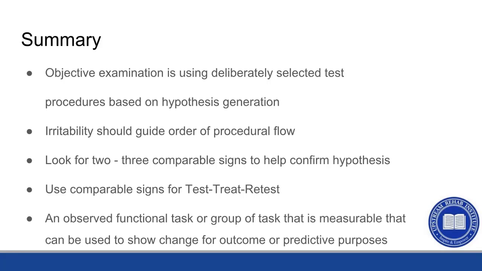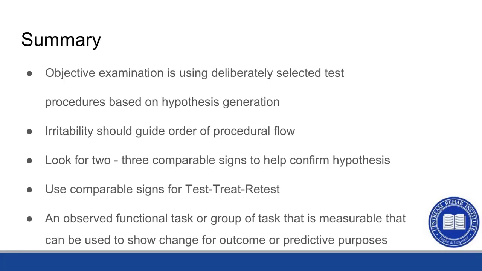So for the summary, the objective examination, it's using deliberately selected test procedures, and that's the key. It should be very deliberate. You should have at least 2 reasons for every test that you've selected to do, and that's not just special tests, that's range of motion, reflexes, neurological screening. All that should have at least 2 reasons. It should be based on your hypothesis generation. If 3 of your hypotheses don't have muscle on them and you're doing resistive range of motion testing or resistive manual muscle testing, why? And that's what you've got to answer, because you should not ever not be able to answer that question, why?